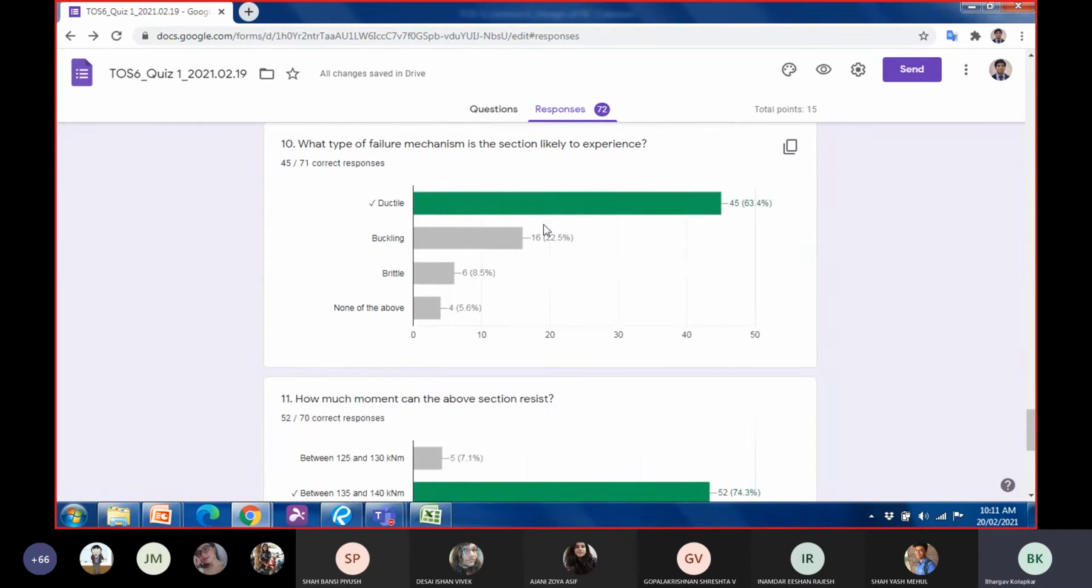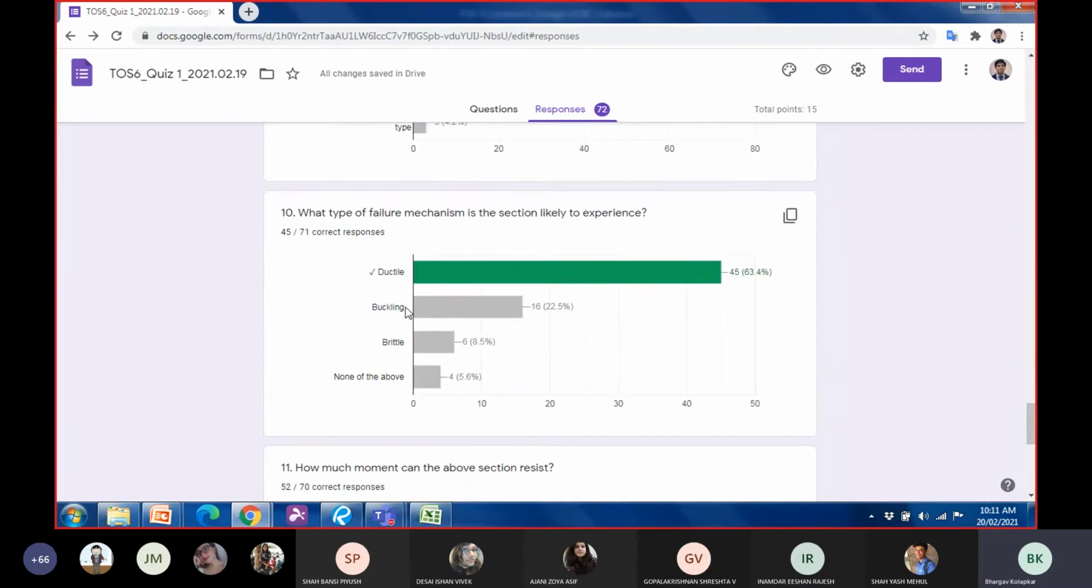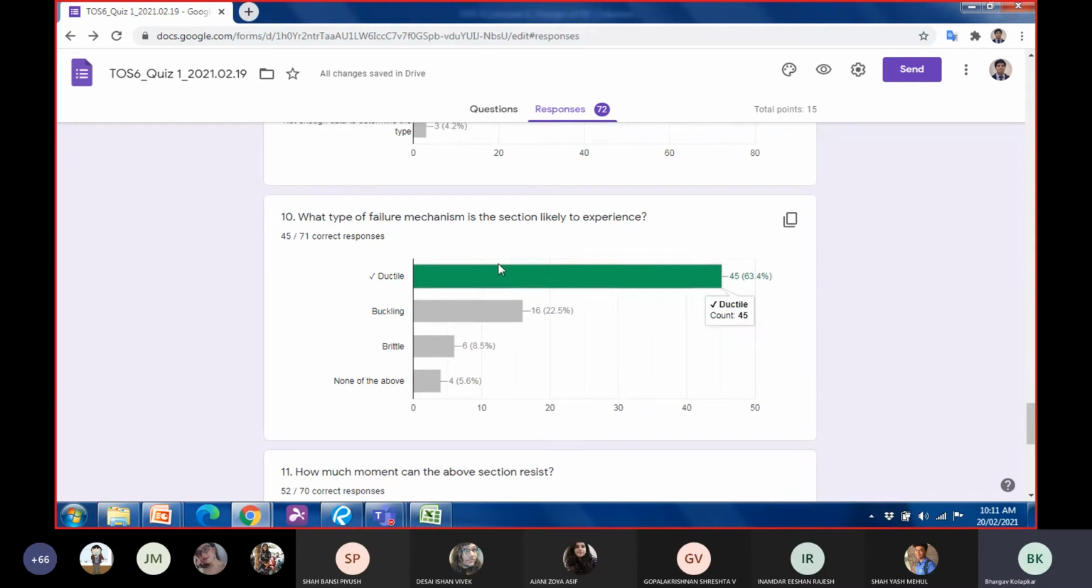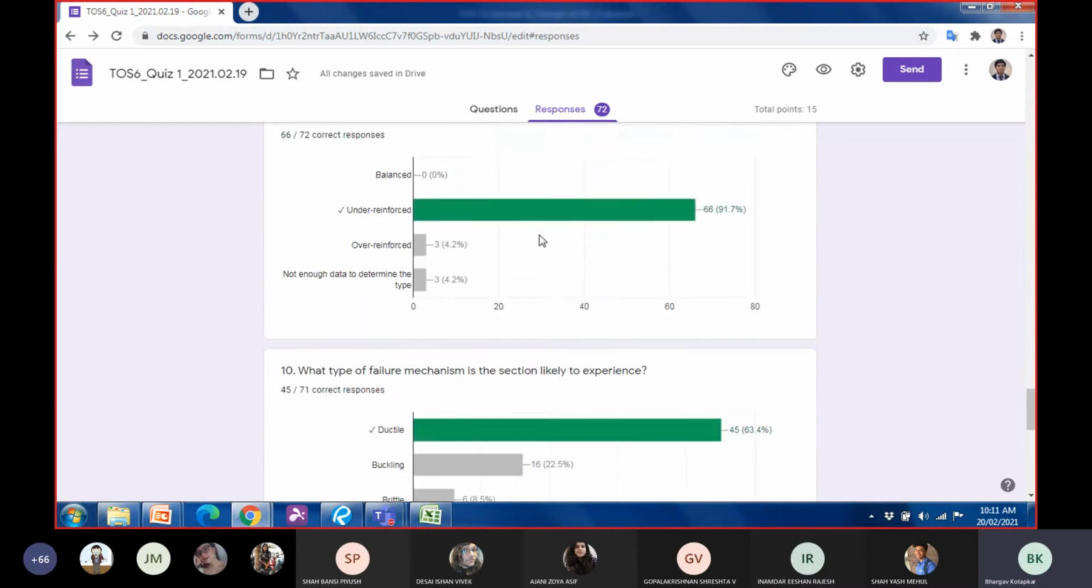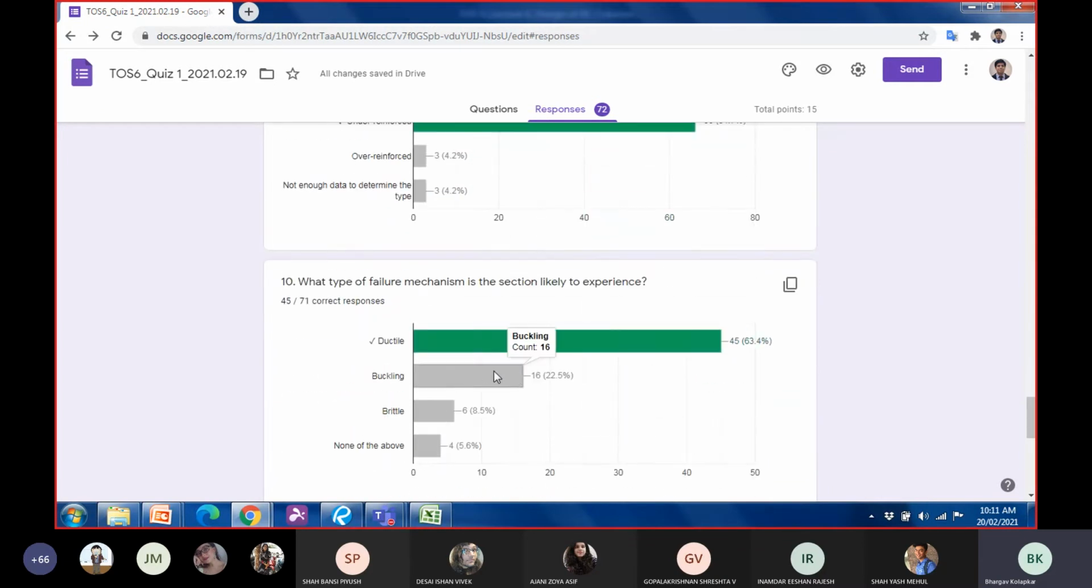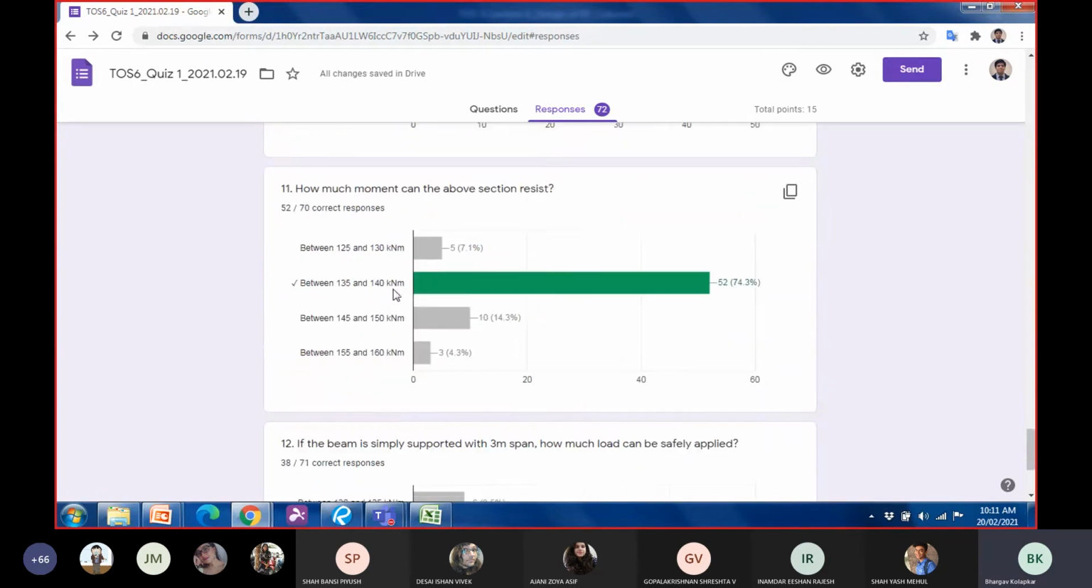10. I am not sure why a lot of you have answered buckling, but what type of failure mechanism is the section likely to experience? Since this is a beam, there's no question of buckling here. Buckling occurs in columns. So it can be either a ductile failure or a brittle failure. Majority of you have checked ductile, which is good, but there's no logic in selecting buckling.